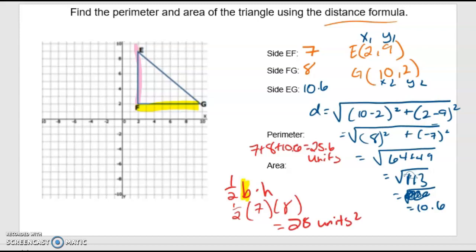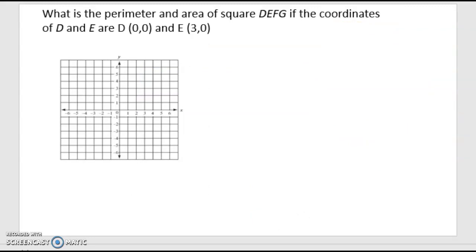All right, moving on to this next question. I have, what is the perimeter and area of a square if the coordinates of one of the sides is 0, 0, and 3, 0. So 0, 0, and 3, 0. So it doesn't matter where you put your square. The thing that you have to know is that all sides of a square are the same.